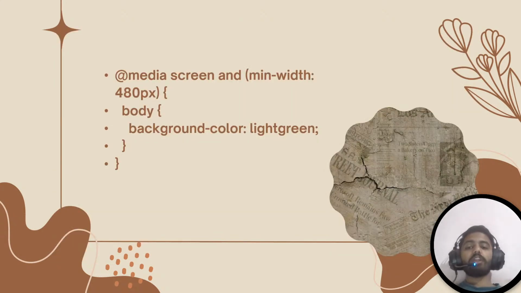Correct. So how can you use this? You can use media queries with @media. Then which property do we want to use? We want to use screen. Correct. And we are using and over here. So what does and mean? It will include the next property, which is your min-width. So what we are saying over here is that if the minimum width of the screen is 480, correct, then only apply this. So if the minimum width of the screen is 480 pixels, then the background color will be light green.